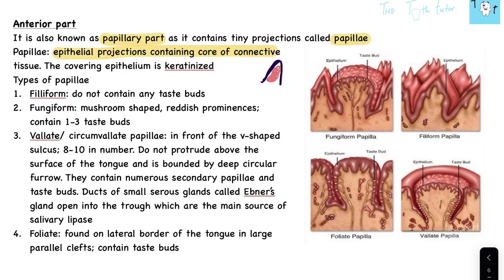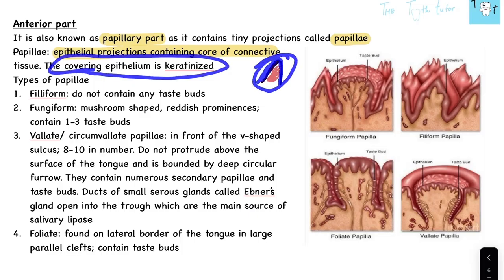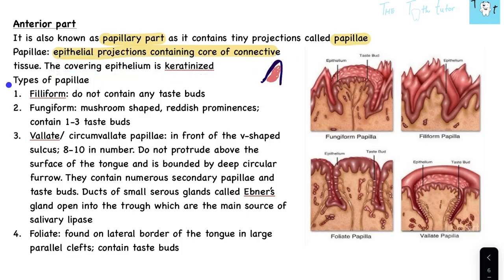Moving ahead, the covering epithelium is keratinized. So the epithelium of the papillae is keratinized in nature. Now the types of papillae. We know that there are four types of papillae. We already saw that, and we'll discuss them in detail. First, we have filiform papillae. The filiform papillae do not contain taste buds. These are the only papillae that do not contain any taste buds.